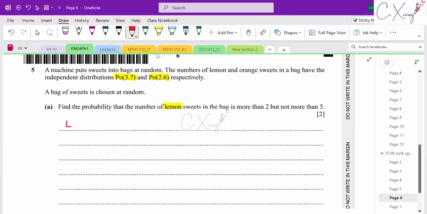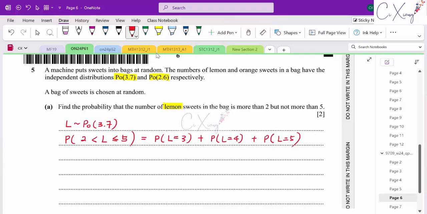Okay, so maybe you label the lemon sweets as L. Right, so L is Poisson distributed, 3.7 in the bag. They are interested in lemon sweets more than 2, so that means greater than 2, but not more than 5. That means it can be equal to 5 but not more. If you write it out in symbol form, it looks something like this. Basically, you want to find the probability for L equals 3, L equals 4, and also L equals 5.